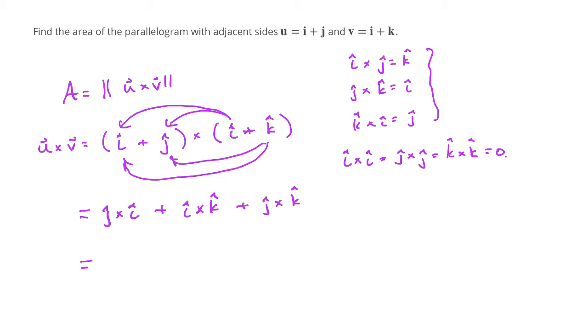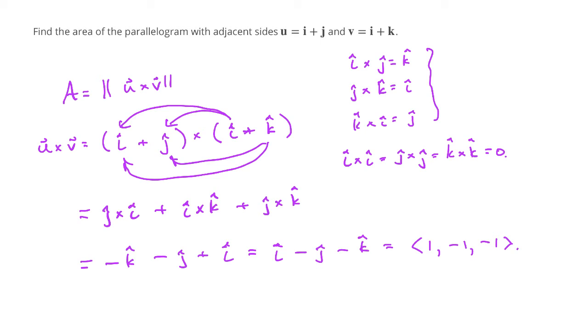So then using our cyclic permutations, j cross i is going to give us a minus k. i cross k is going to give us a minus j. And then finally, j cross k is going to give us an i. And so what we end up with is our vector i minus j minus k, or our vector 1, negative 1, negative 1.